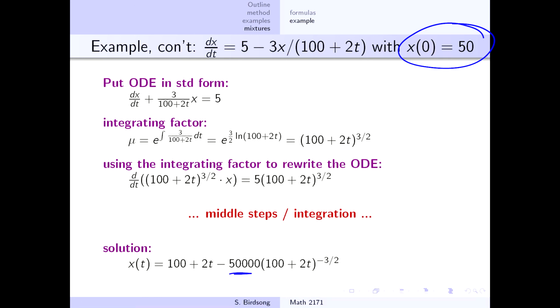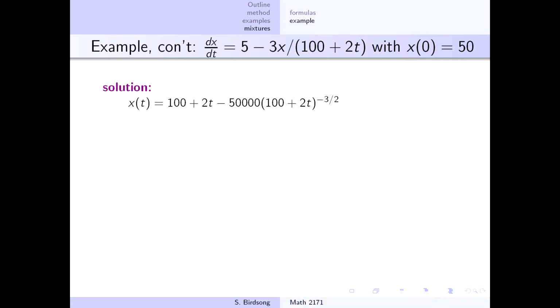Okay. Now, at this point in time, we still haven't actually answered the question, because the question wanted to know what's going on with the concentration when the tank is full. We don't even know when the tank is full yet. So let's go ahead and figure this out. So write down what we've got so far. We've got our solution, specifically how much salt is in the tank at whatever time we care about.